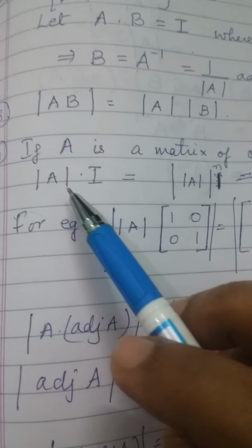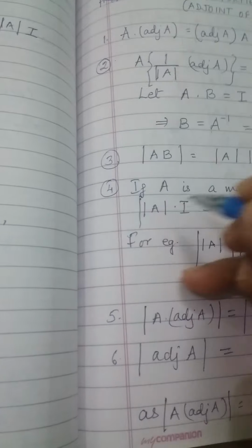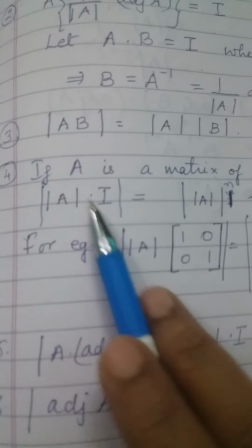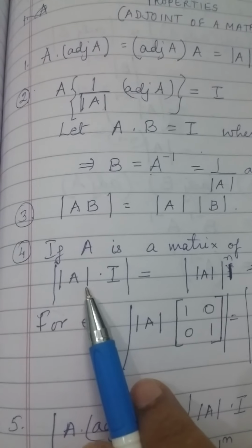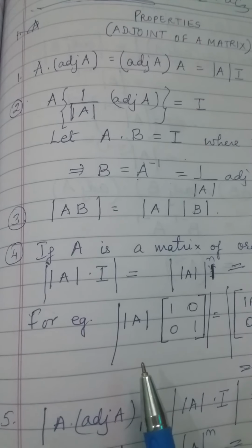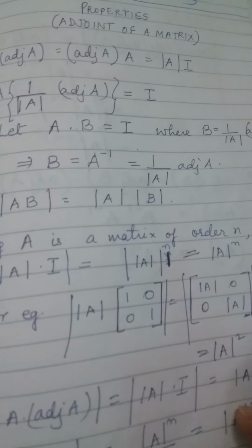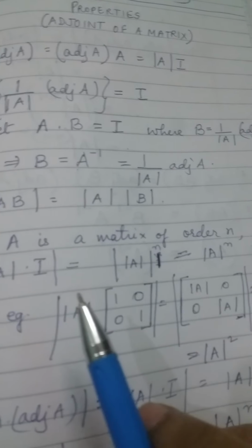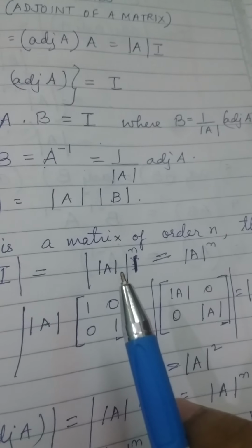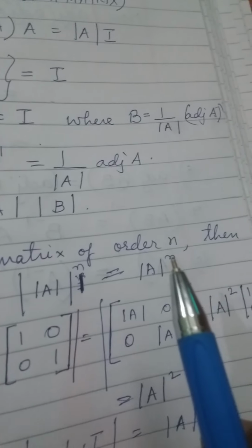So what is the value of determinant of determinant A into I? Actually, I want to find out determinant of determinant A into I. You know that this determinant A is actually a constant quantity. So it will be multiplied to each element of I, and then I have to take the determinant. It means from every row of I we take determinant A as common. So it will be determinant A to power n into 1, which is equal to determinant A to power n.